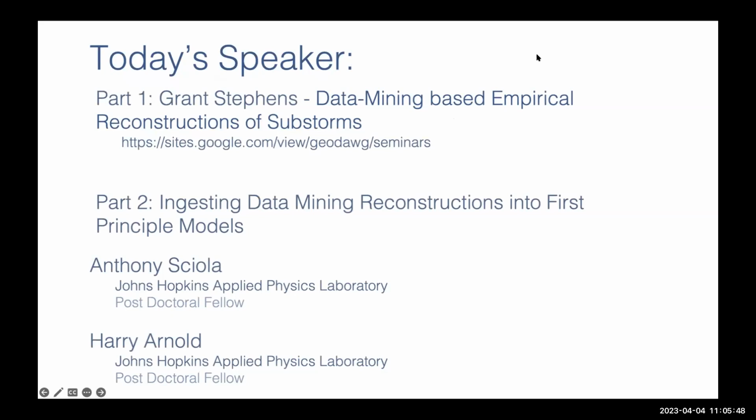And so, as I mentioned, today is the second of a two-part series. The first part was presented last month by Grant Stevens, and he presented on data mining based empirical reconstruction of substorms. That presentation can be viewed at our website. Here he detailed the data mining empirical reconstruction that will be used today by Anthony and Harry to inform first principle models. Anthony will go first describing how he's using the empirical pressure to inform the inner magnetosphere, while Harry will be using X-lines to inform different regions of resistivity in the magnetotail.